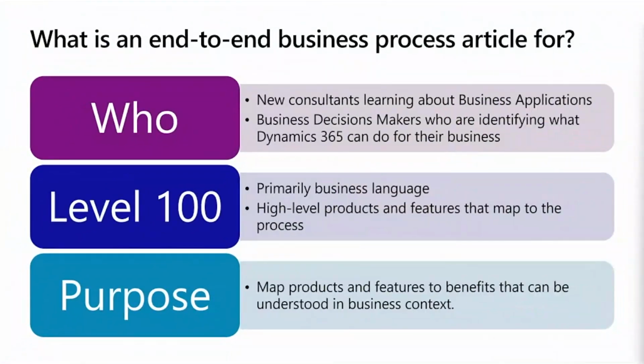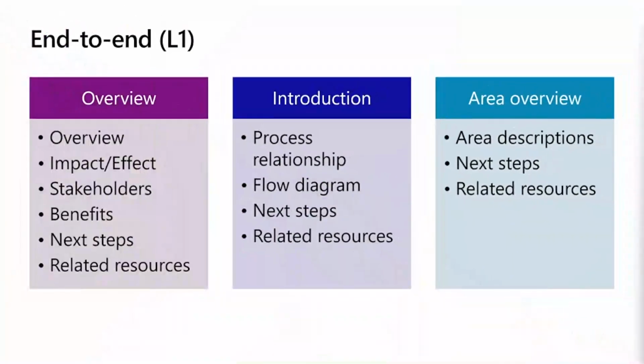End-to-end business process articles are for new consultants that are learning about business applications or business decision makers trying to identify what Dynamics 365 can do for them. They are written at a level 100, and they primarily use business language, and they're very high-level products and features that map to those processes. The purpose of these articles is to map products and features to benefits that can be understood in a business context.